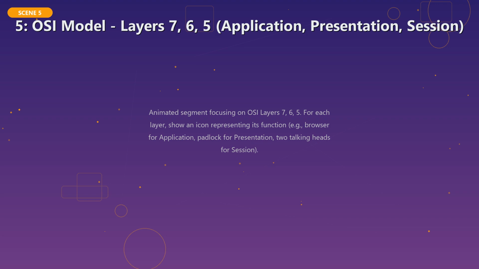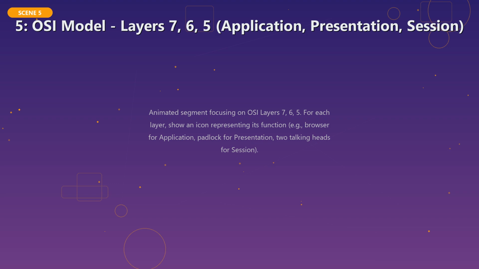When you open your web browser, send an email, or use an instant messenger, you're interacting with applications that operate at this layer. Protocols here include HTTP for web browsing, FTP for file transfer, SMTP for email, and DNS for domain name resolution. From a cybersecurity perspective, this layer is a frequent target for attacks like SQL injection, cross-site scripting, and phishing, as it directly handles user interaction and application logic.